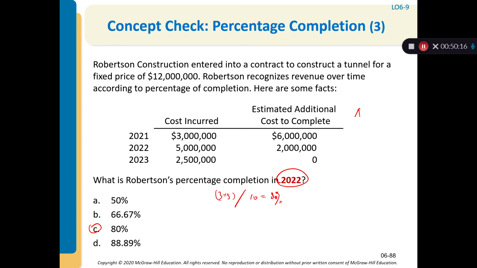Because the accumulated actual cost plus estimated additional estimation is going to be, in year 2, 3 plus 5 plus 2, right? It's going to be 10. So I just omitted the zeros, so it's simpler. So it's going to be 80.